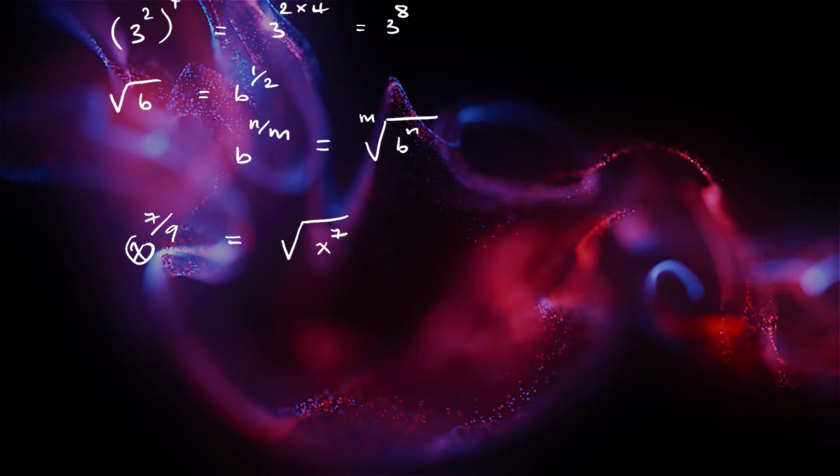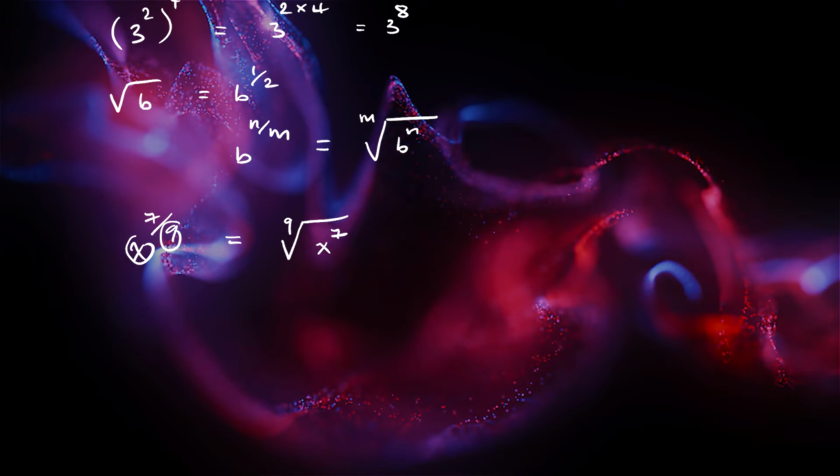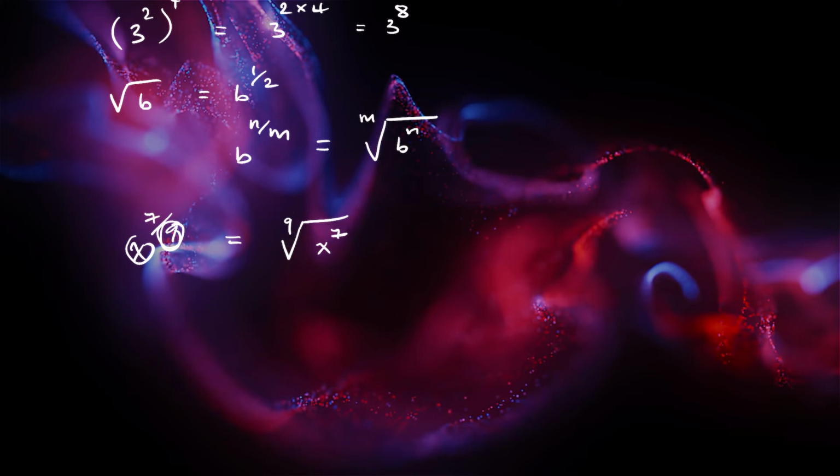So the way we'll do that is we're going to put a root, and we'll put our base inside of that root. Now, the number on top of this fraction here will be the exponent of that base x. So here we've got a 7 as the numerator of our fraction, so that will stay as the exponent here. And then this is the 9th root of x to the power of 7. So whatever's in our denominator becomes the outside of our root.